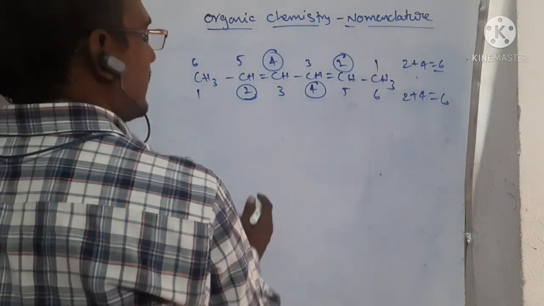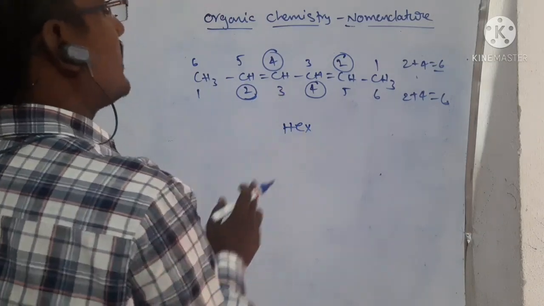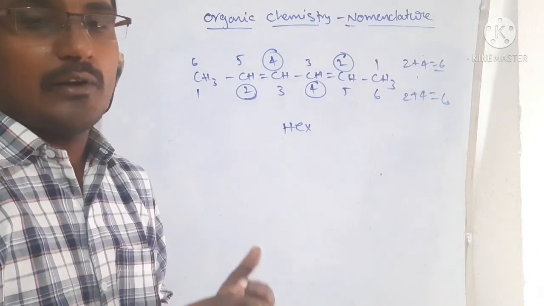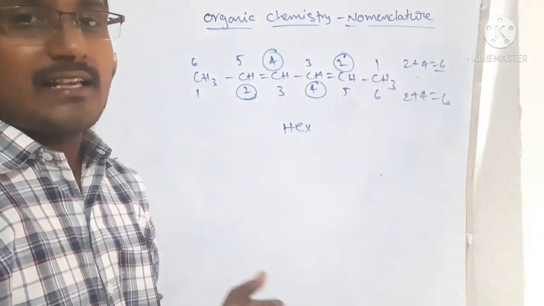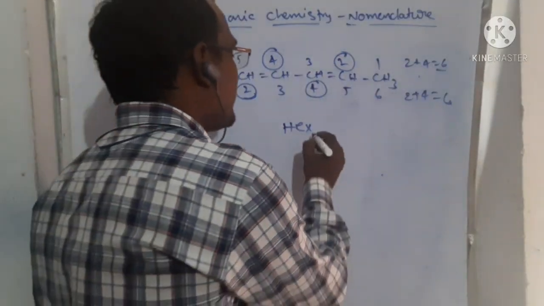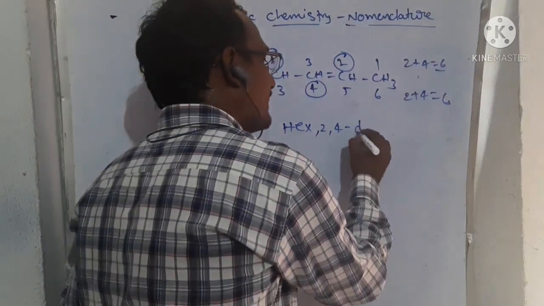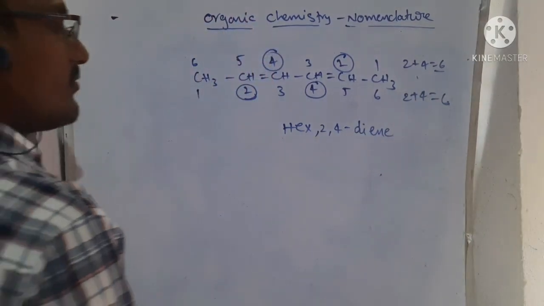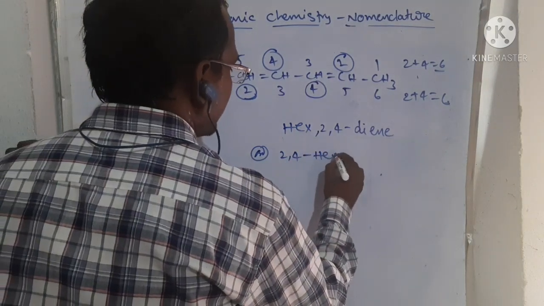Here there are 6 carbon atoms. Hence, the root word is hex. There are 2 double bonds, so 2 double bonds means di. If 2 are the same, you can use di. If 3 are the same, you can use tri. If 4 are the same, you can use tetra, right? 2 are the same, that means 2 and 4. So hex-2,4-diene. 2 comma 4, di means 2 is there. Diene. Right? Hex-2,4-diene, or it can be written as 2,4-hexadiene.